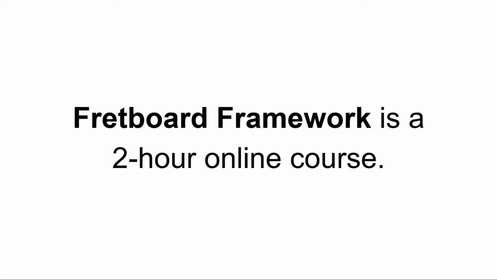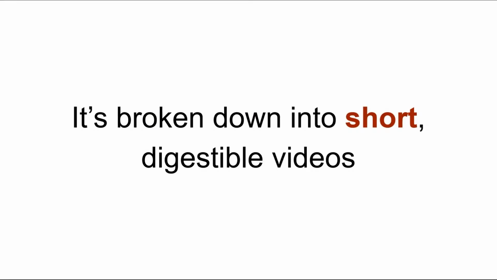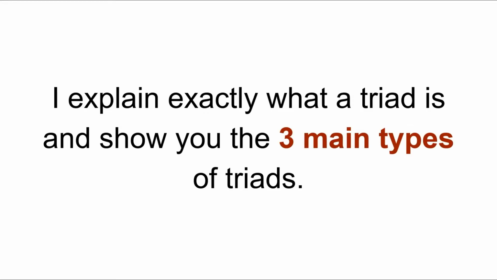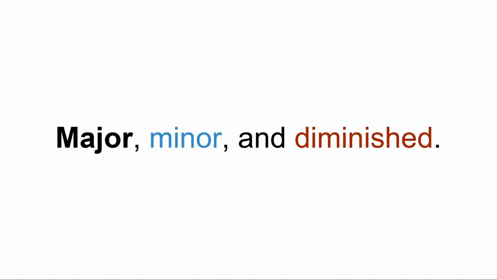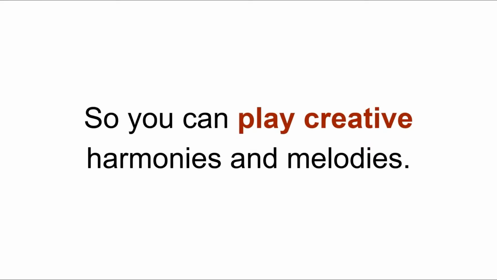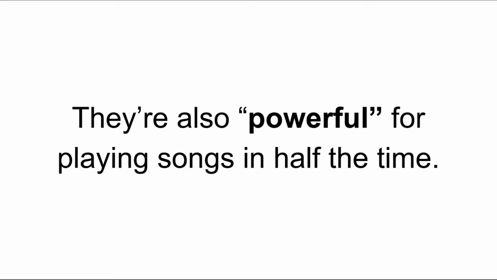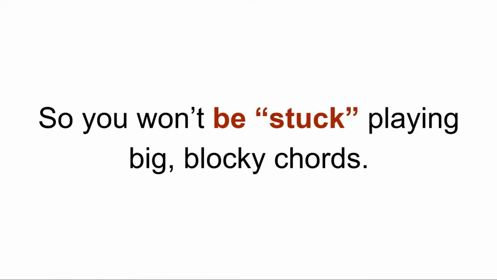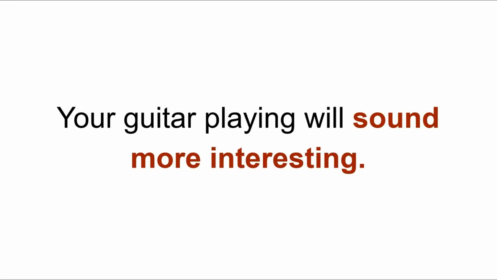This 2-hour course is completely online and broken down into short, easy-to-digest videos where I show you exactly how to use triads to play songs and solos across the fretboard. The first few videos explain exactly what a triad is and demonstrate how the 3 main types of triads, major, minor, and diminished, allow you to play creative harmonies and melodies. They're also powerful for playing songs because you'll learn new voicings so you won't be stuck playing big, blocky chords and your guitar playing will sound more interesting.